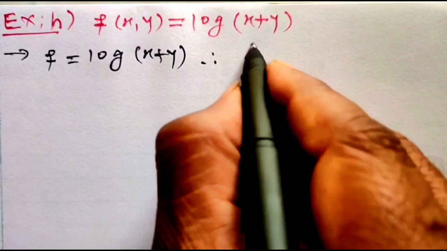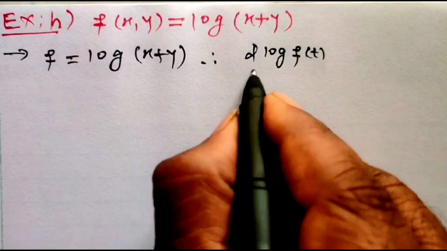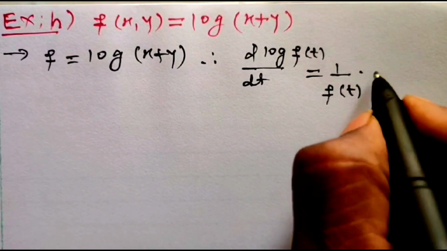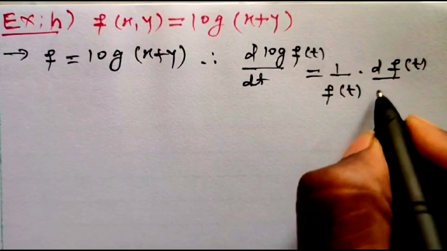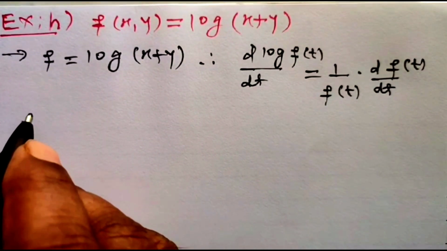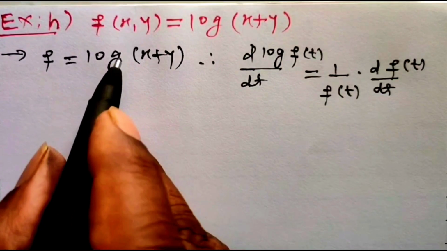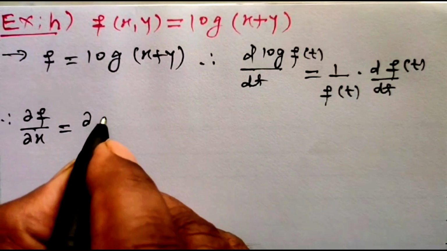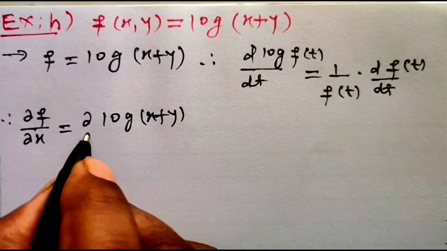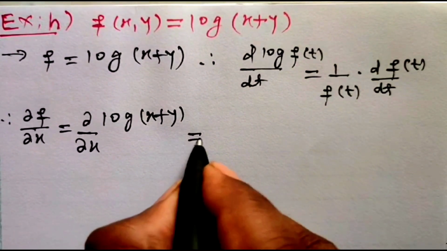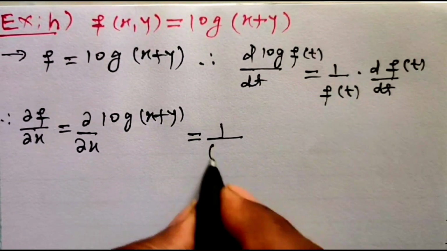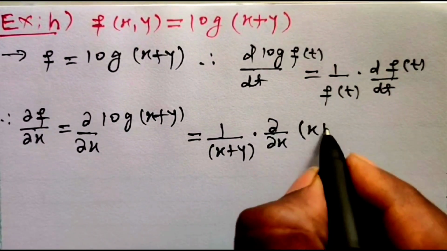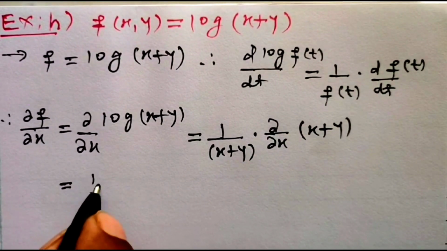Since we know the derivative of logarithm of f of t with respect to t is equal to 1 upon f of t into the derivative of f of t with respect to t. Applying this formula, we can differentiate f with respect to x as well as with respect to y. Hence, the partial derivative of f with respect to x is equal to the partial derivative of logarithm of x plus y with respect to x. And this is equal to 1 upon x plus y into the partial derivative with respect to x of x plus y.